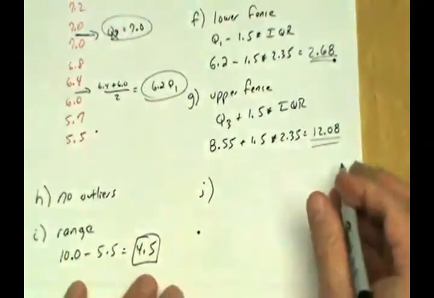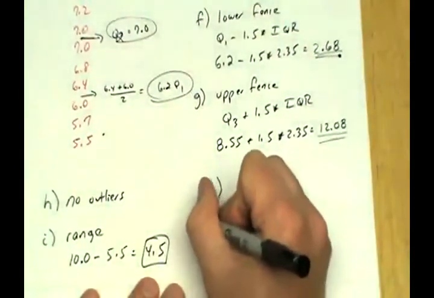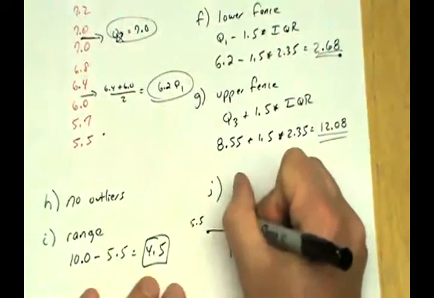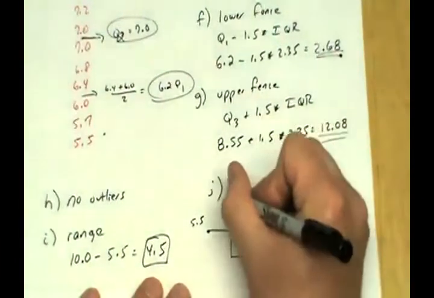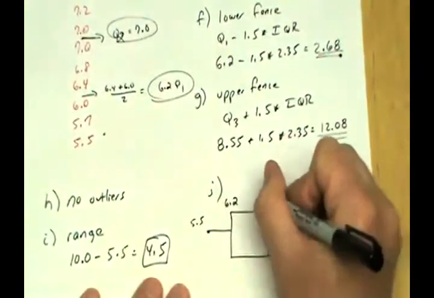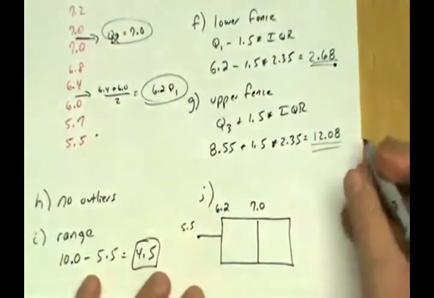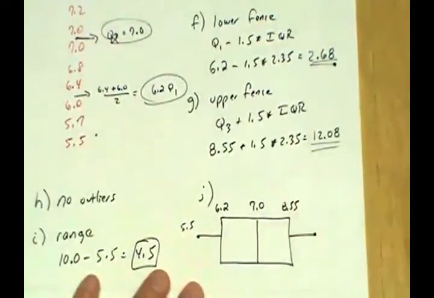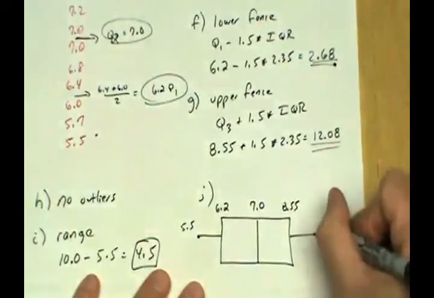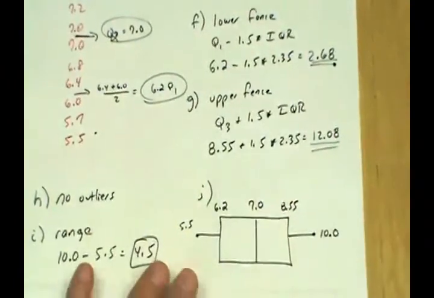So dot, we're going to put the lowest value, that's 5.5, line, box plot. Q1, which is 6.2, and then Q2, 7.0, Q3, 8.55, and then we're looking at the highest, 10.0. There's our box plot.